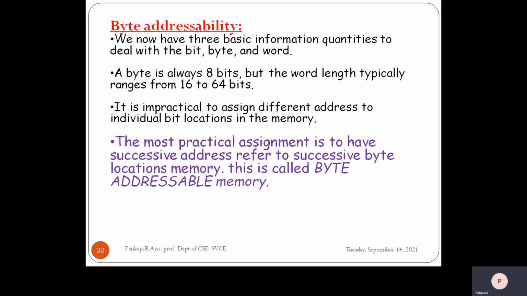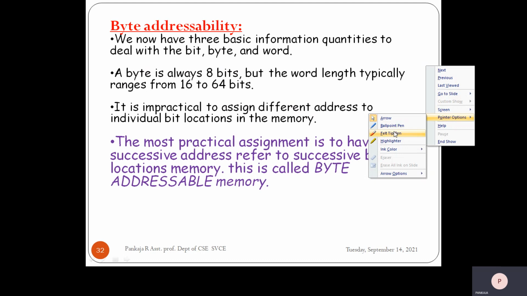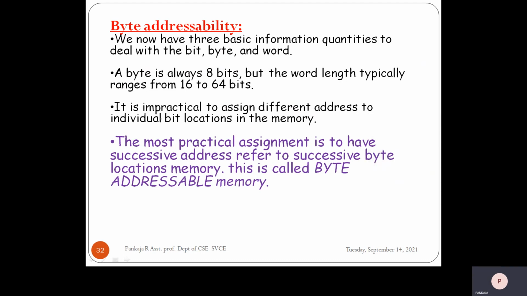A byte is always 8 bits, but word length typically ranges from 16 to 64 bits, as I already explained in the previous class. It is not preferable to assign addresses to individual bits. Instead, you assign addresses to groups of bits. The most practical assignment is to have successive addresses refer to successive byte memory locations. This is called byte addressability.